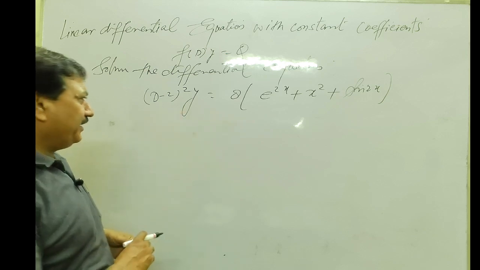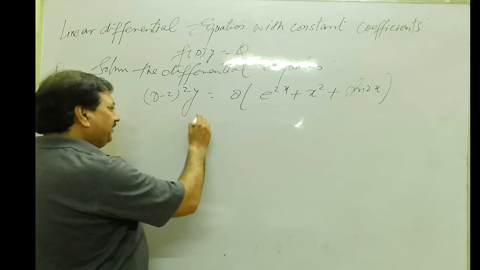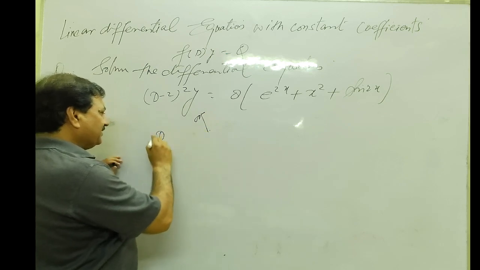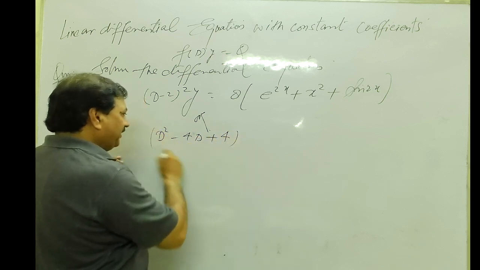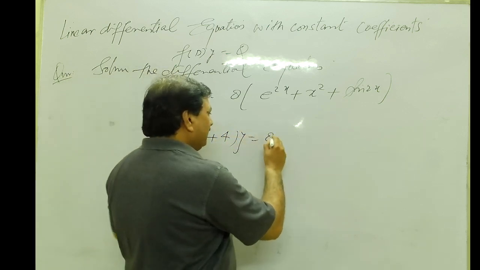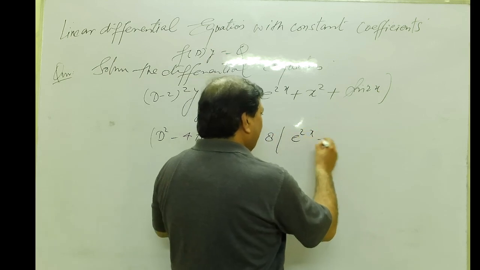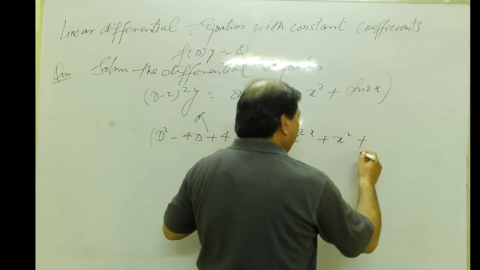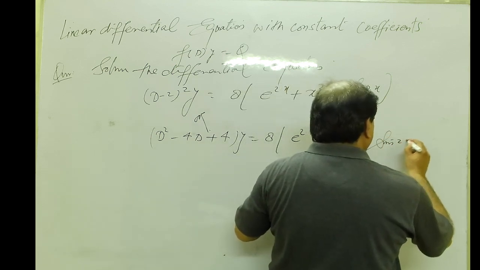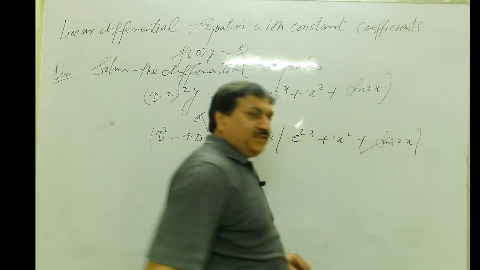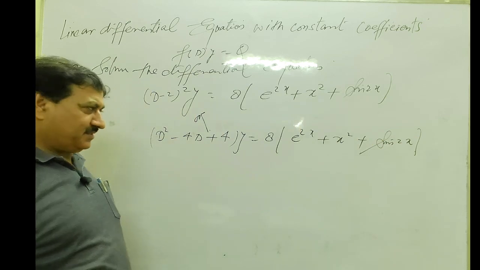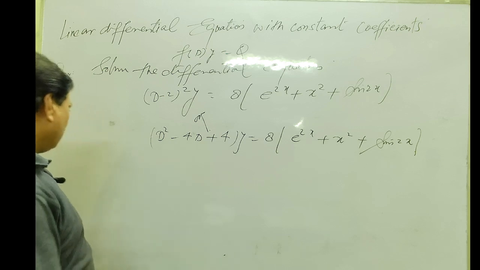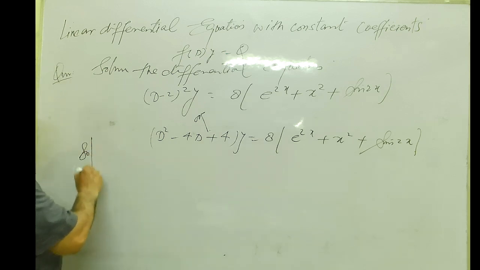The given differential equation can be written as (D square minus 4D plus 4)y equal to 8 e power 2x plus x square plus sine 2x. This is the complete question. Now we find the solution of this differential equation.